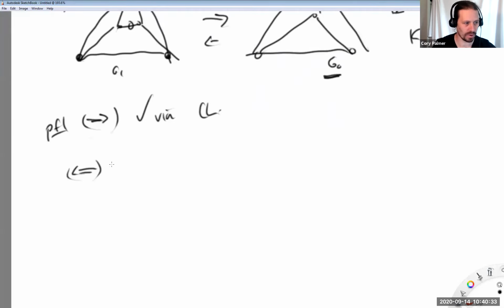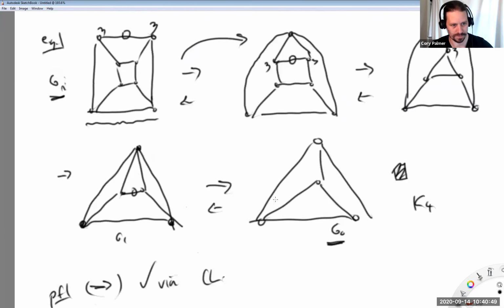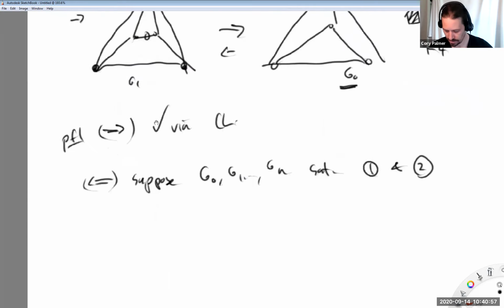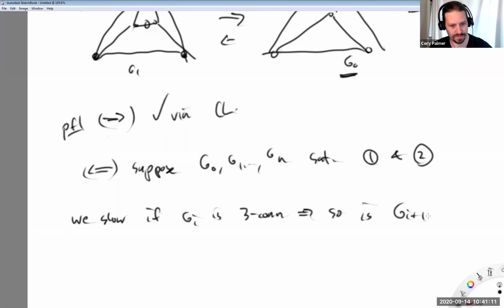Okay, so now the weird one. Suppose we've got this sequence G0, G1, up to Gn that satisfies 1 and 2. And so in a sense, this is the useful one, right? I give you the sequence, everything is obeyed. How do I know that this is 3 connected from that? Okay, so we show that if Gi is 3 connected, then so is Gi plus 1.